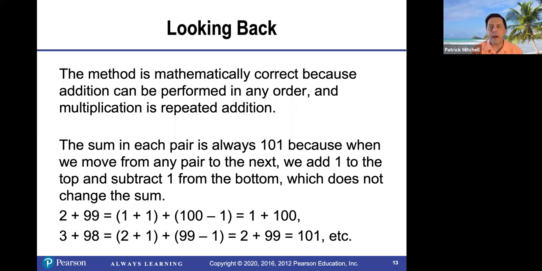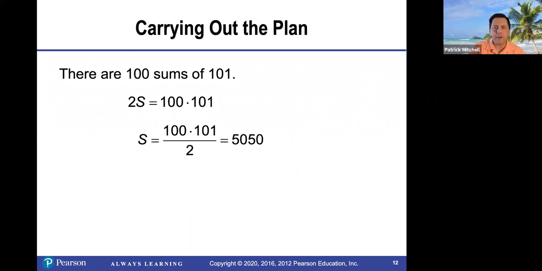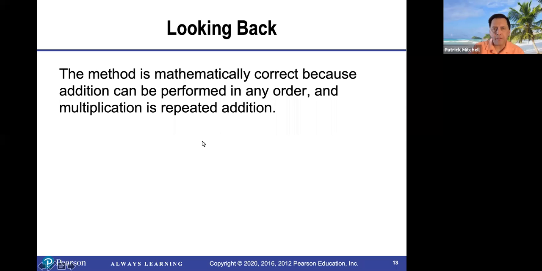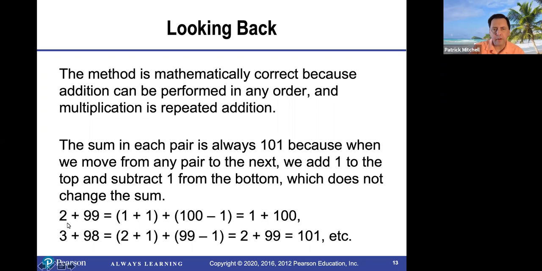And the sum in each pair is always 101. I think this explanation is kind of making it more complicated than it really is. I mean, if it's clear to you that these pairs of numbers will always add up to 101, I think that's pretty clear, okay? But they wrote it very formally here. For example, they wrote 2 plus 99 as 1 plus 1 plus 100 minus 1, and then the ones cancel. All right. I think that's maybe over-explaining it a little.